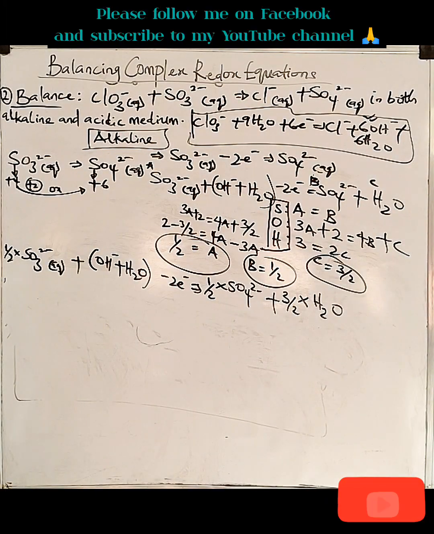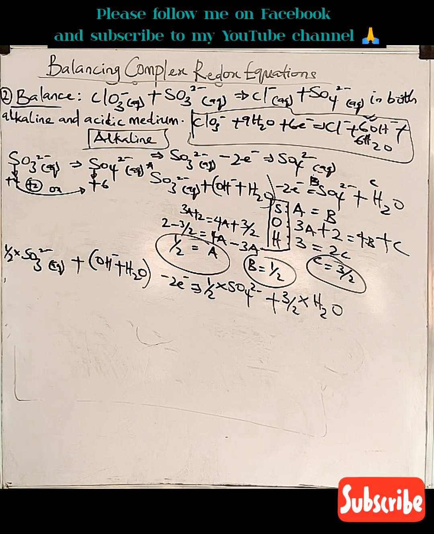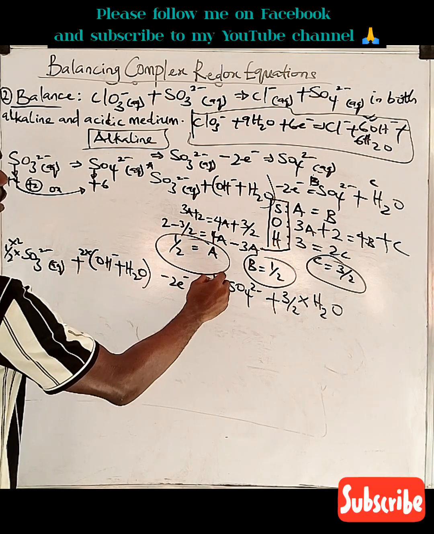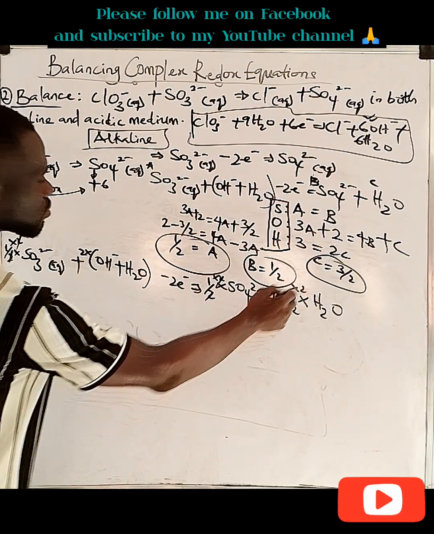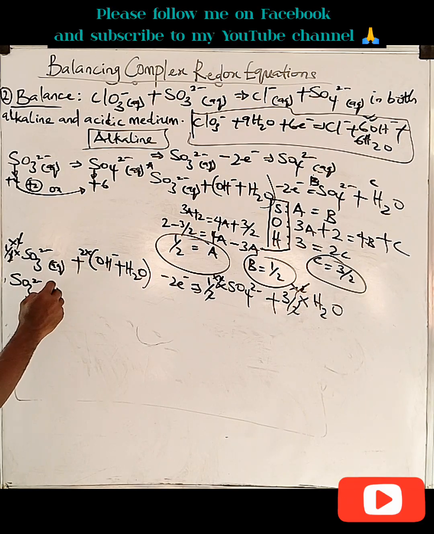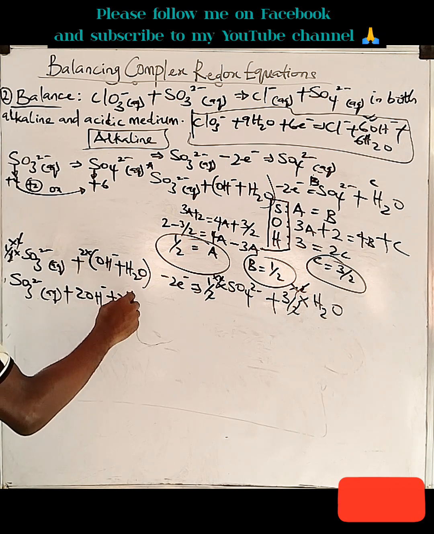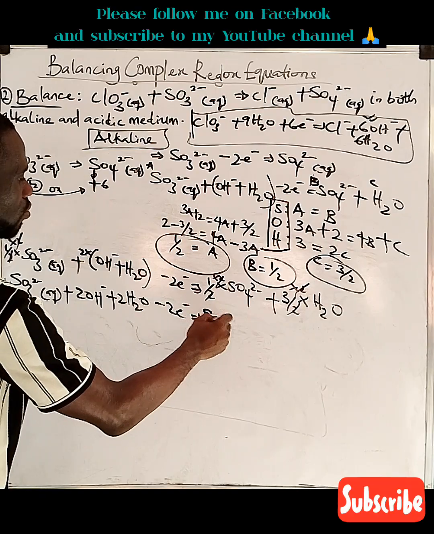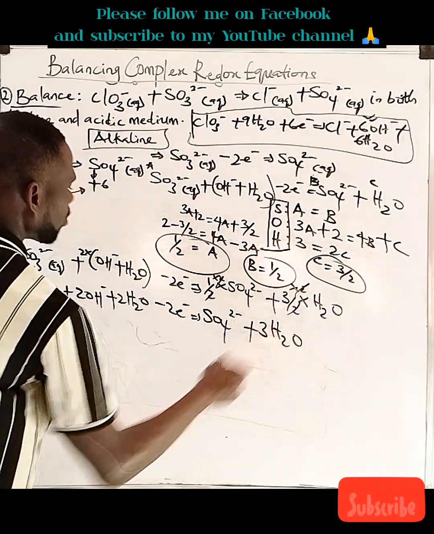So what do we do next? We're going to get the LCM of all this. It's the LCM of 2, 2, and 2, which is just 2. So here times 2, times 2, times 2, times 2. So 2 takes out 2, 2 takes out 2, 2 takes out 2. What do we have left? We have SO3 2- aqueous plus 2 OH- hydroxyl plus 2 H2O, minus 2 electrons, equals SO4 2- plus 3 molecules of water.